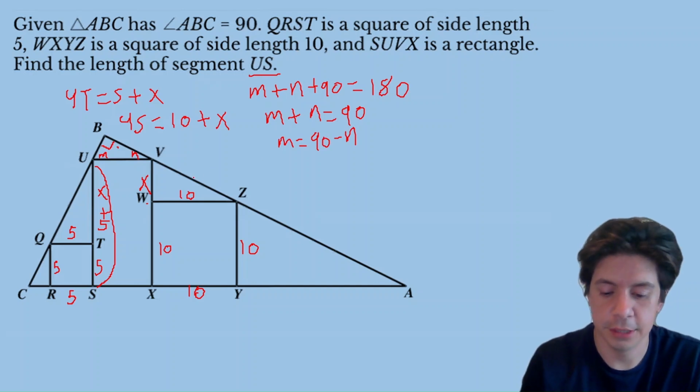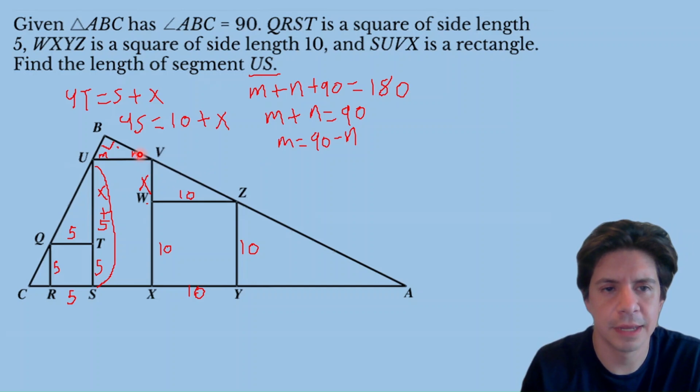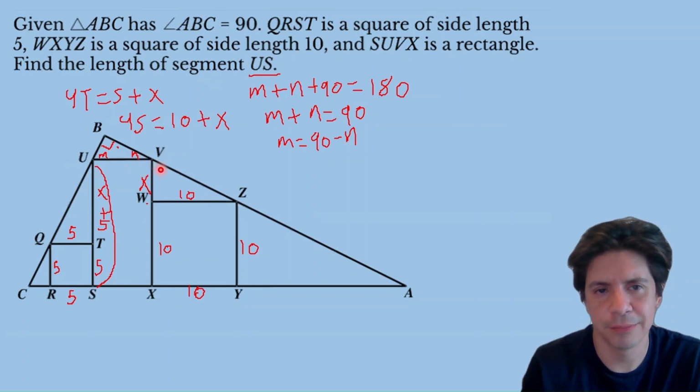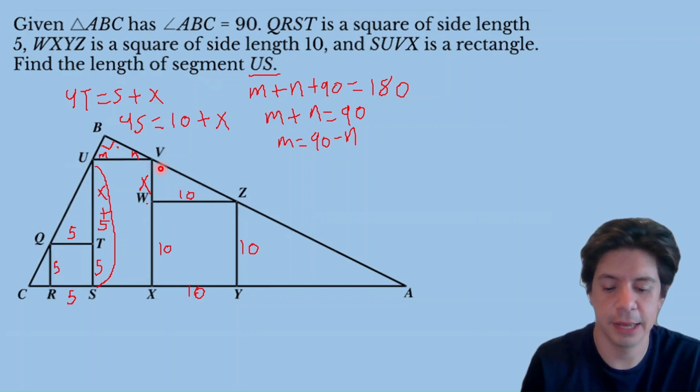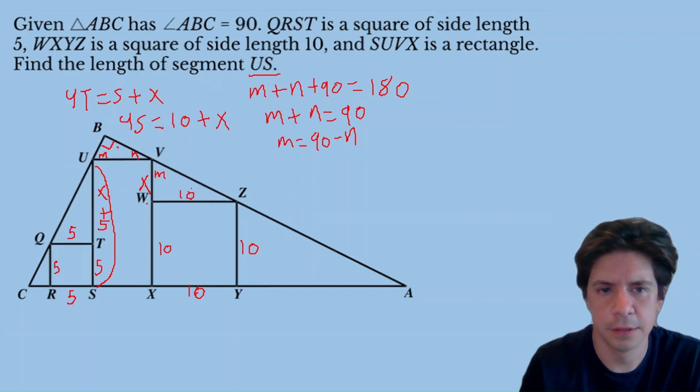Now if you look here, we have an N, then we have a 90-degree angle, then we have something, and they all add up to 180. So this something has to be 90 minus N. So this something has to be M. So this is going to be M here. That means that this is N again.